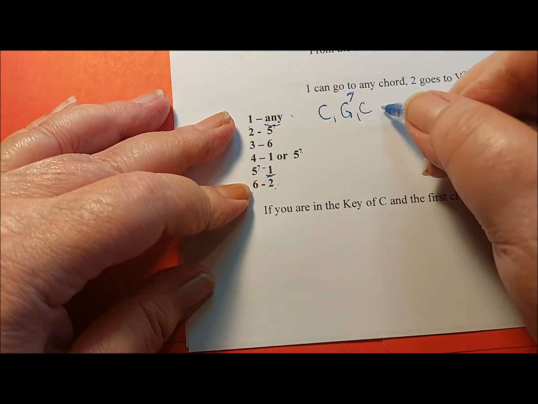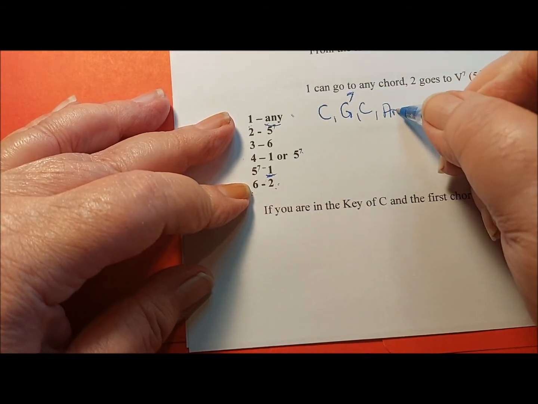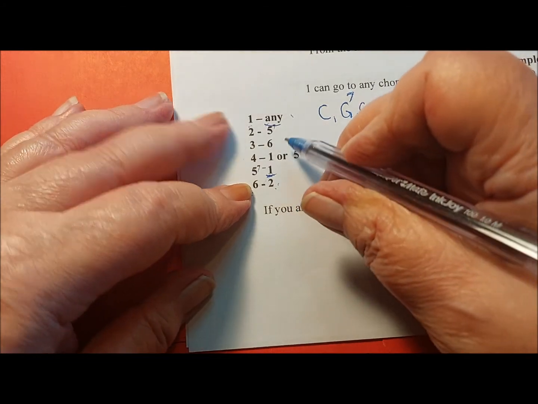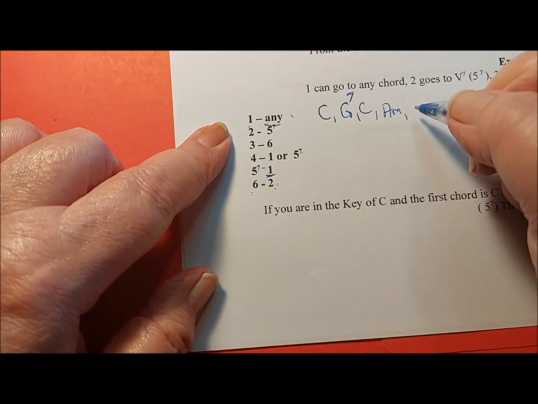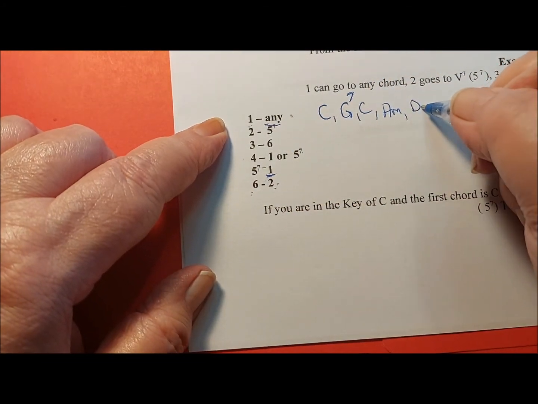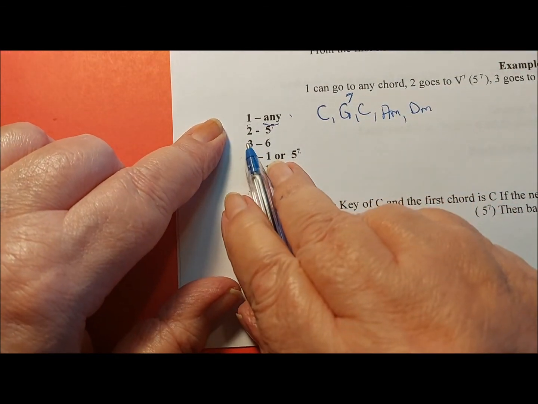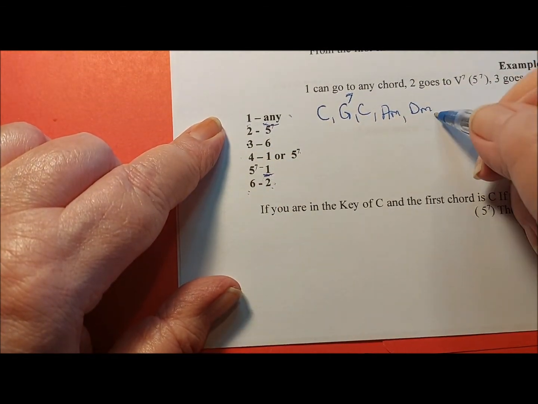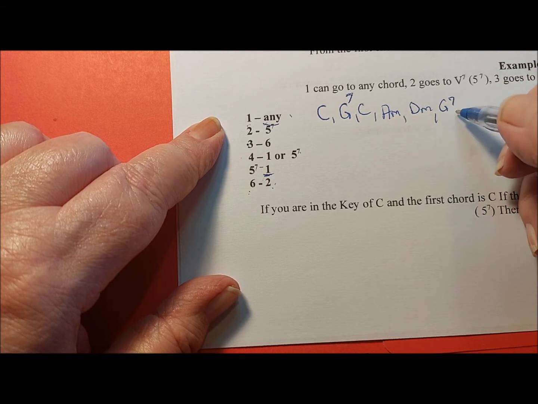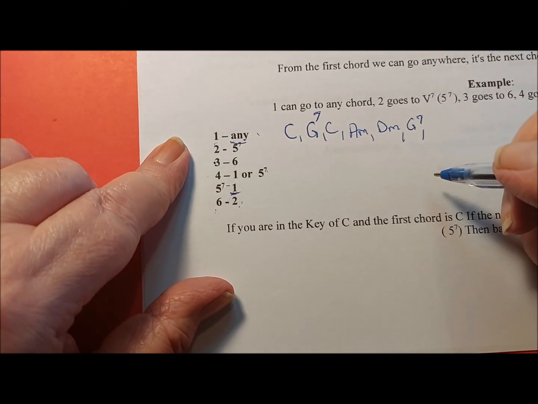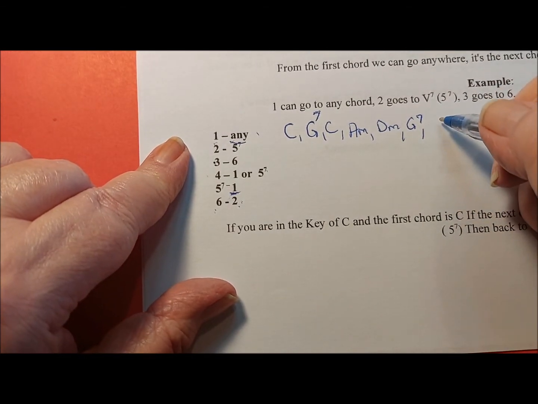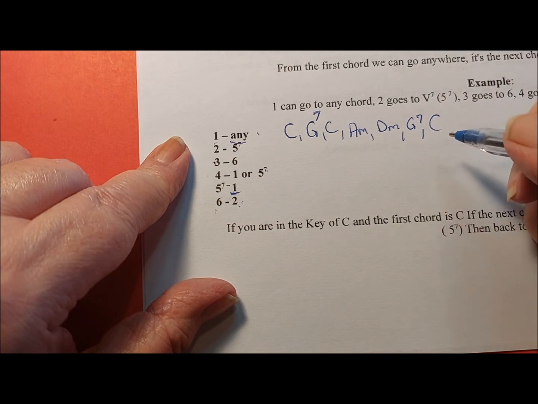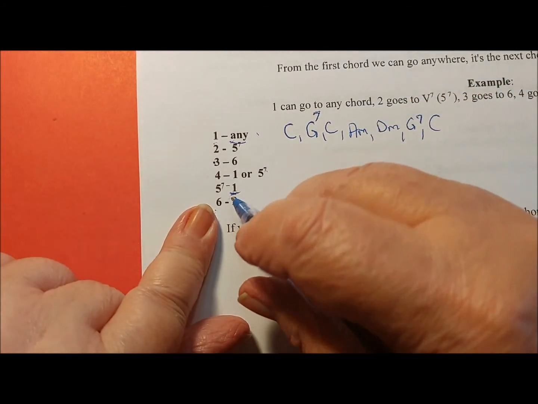Let's go back to the 6th here, which was A minor. A minor is going to go to a 2, which would bring us to D minor. 2 always brings you the 5, 7. So that's going to give me G7, 5, 7, which always brings you home. 5, 7 always brings you home back to 1.